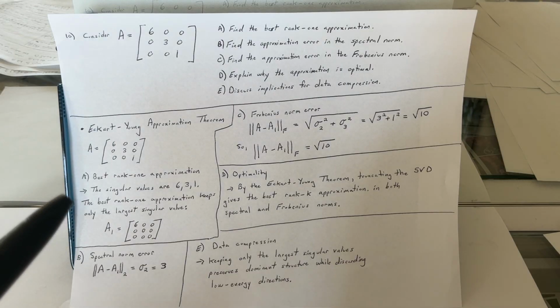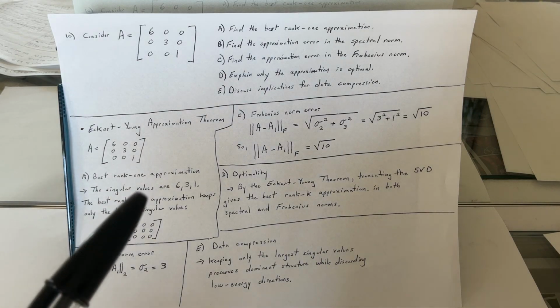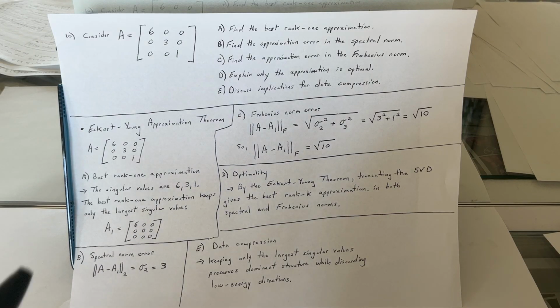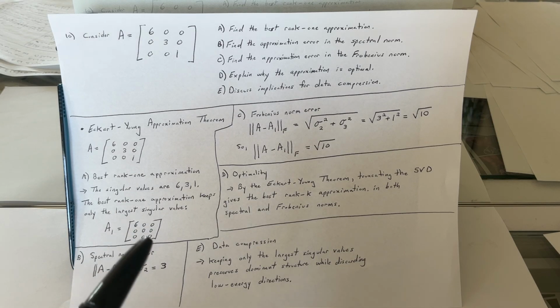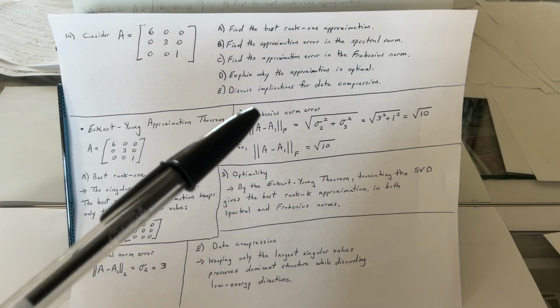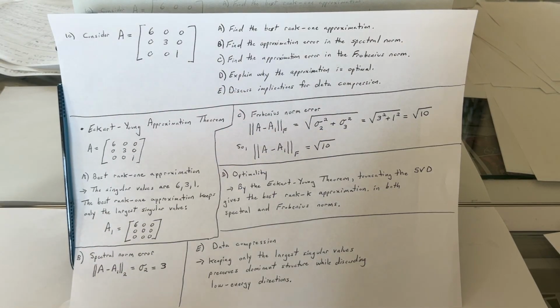We take our A, and the singular values are 6, 3, and 1. The best rank 1 approximation keeps only the largest singular value. So that is going to just be this matrix here: 6, and the rest are zeros for the entries. For part B, our spectral norm error is just going to come out to 3. For the Frobenius norm error, that's just going to come out to the square root of 10.